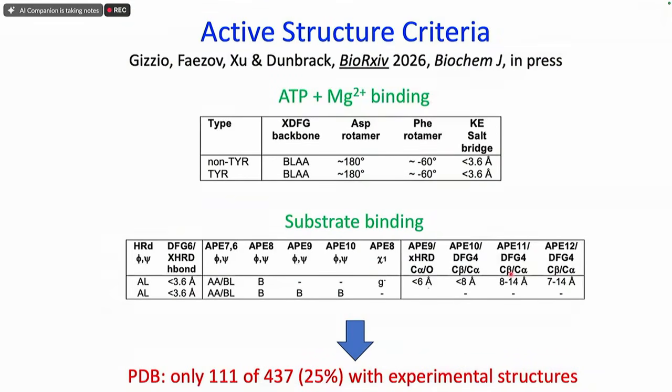And so once we come up with these criteria, we can apply them to today's PDB. Remember I said there were 437 different catalytic kinase domains in the human proteome. In the PDB today, only 111 of those 437, about 25%, are actually in the PDB in their active form. If we apply these criteria to the PDB, only a quarter of the kinases do we actually see in the PDB as active.